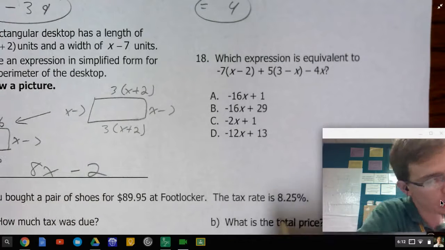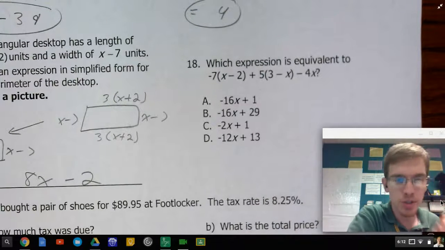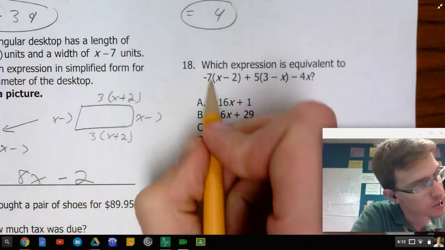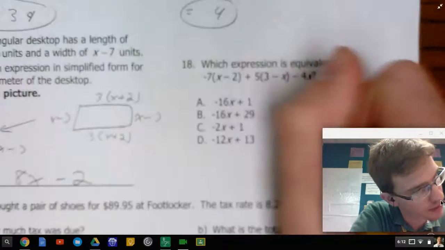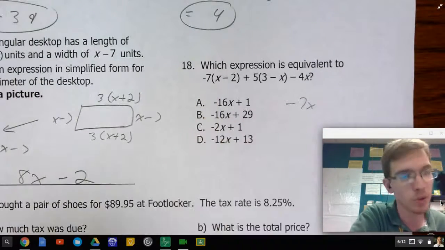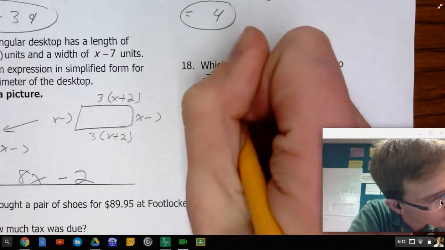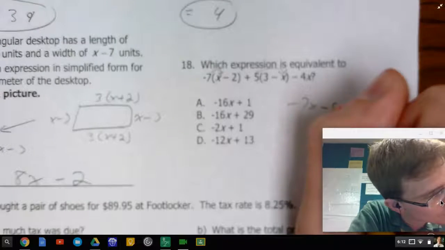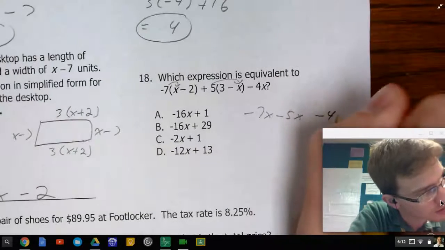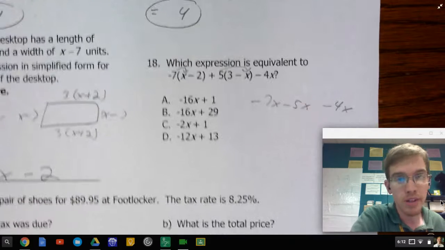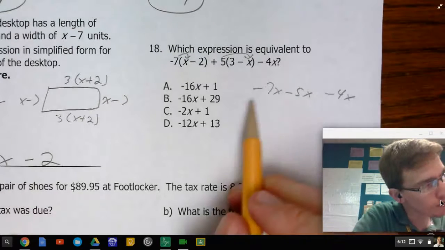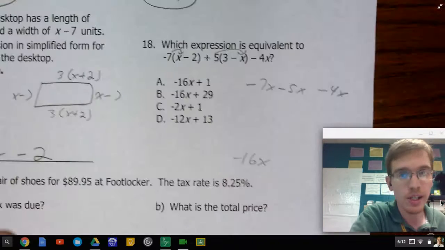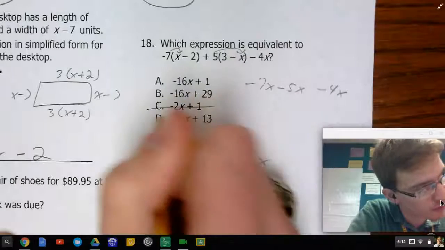All right, so 18, which expression is equivalent to this guy right here? So we're going to have to distribute it a couple of times. And we might be able to use a little bit of common sense to figure out what's going on if we add up all the x's first. So right here, negative 7 times x. So we're going to have negative 7x somewhere in there. I'm only worrying about the x's. So I'm only doing this part right here. Next, we're going to have this right here. We have negative 5x and then minus 4x. So depending on how many x's that is, that might help us out. Let's see, that's negative 12, negative 16x. So that narrows it down to those two.